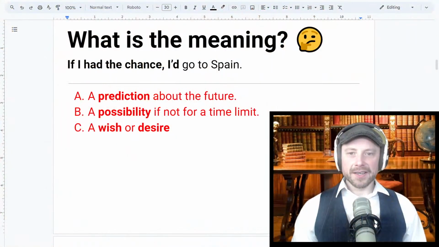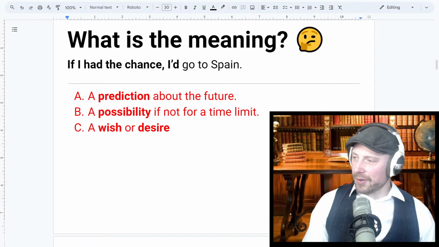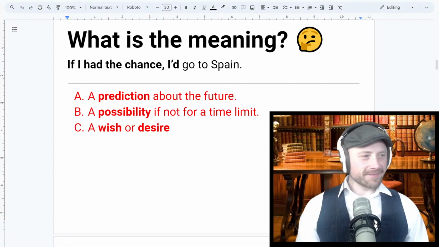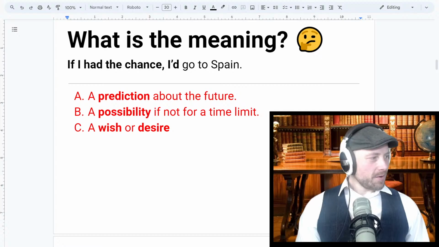Let's go back into the meaning. What is the meaning of this phrase? Listen to the phrase. "If I had the chance, I'd go to Spain." So take a look at that. You have options A, B, or C. What do you think is the meaning out of A, B, or C?